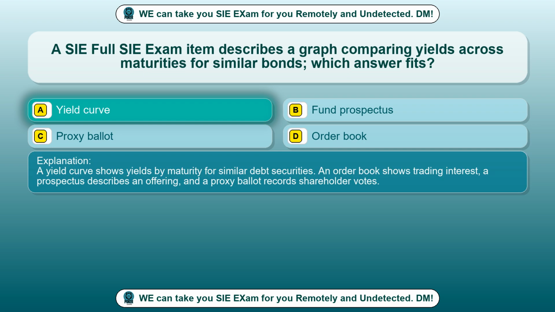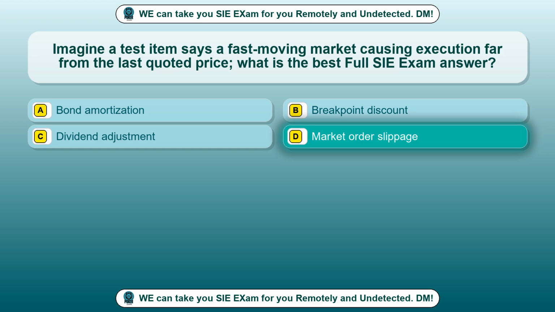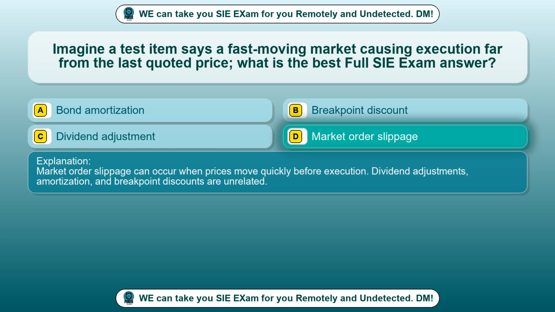A yield curve shows yields by maturity for similar debt securities. An order book shows trading interest, a prospectus describes an offering, and a proxy ballot records shareholder votes. Question 95. Imagine a test item says a fast-moving market causing execution far from the last quoted price. What is the best full SIE exam answer? Option A, bond amortization. Option B, breakpoint discount. Option C, dividend adjustment. Option D, market order slippage. The correct answer is option D, market order slippage. Market order slippage can occur when prices move quickly before execution. Dividend adjustments, amortization, and breakpoint discounts are unrelated.